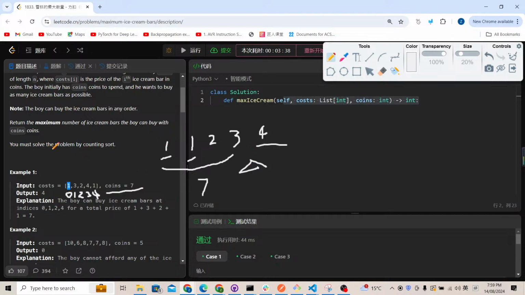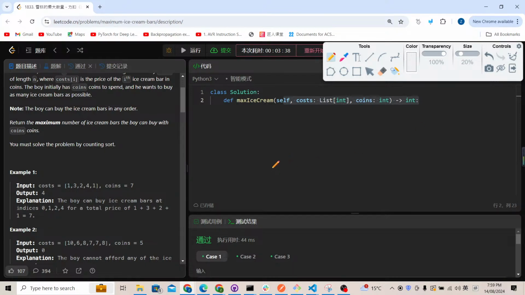But we cannot solve the problem by quick sort or bubble sort. We have to solve the problem by using counting sort. So I think this problem is a very good opportunity for us to practice counting sort. So let's just review what counting sort is.